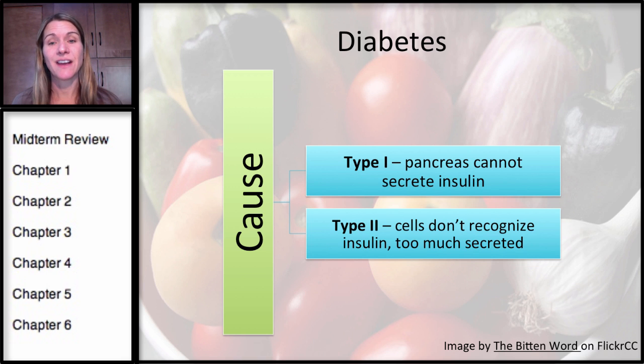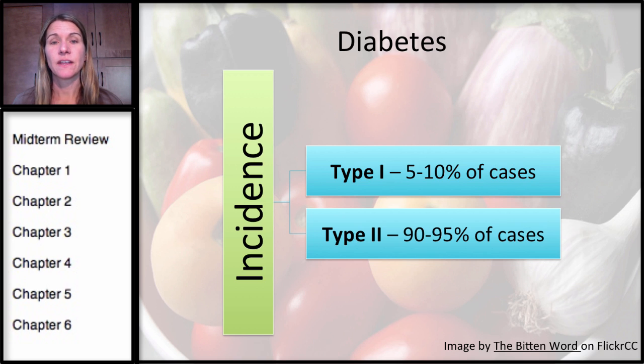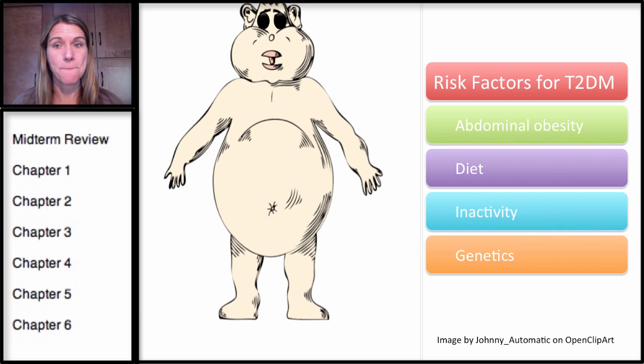Type 1, the pancreas cannot secrete insulin. Type 2, the cells don't recognize insulin and usually overproduce insulin. So there's usually too much. In long-term diabetes, 10, 20, 30 years usually, the beta cells of the pancreas can burn out and then they won't secrete insulin anymore. So that's a very advanced stage of type 2 diabetes. The incidence: most diabetes is type 2, 90 to 95% of the cases. Only about 5 to 10% of the cases are type 1.